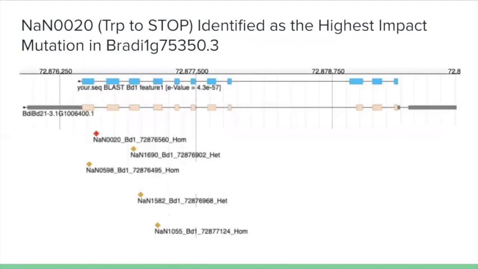When identifying the possible mutations in the plant, 5 were focused on: 1 high impact mutation shown by the red diamonds, and 4 moderate impact missense mutations shown by the yellow diamonds. The high impact mutation, NAN0020, is a nonsense mutation that causes an early stop codon and is located in the very first exon. So a plant with this mutation produces a very small piece of the protein that the gene encodes for. The other 4 mutations change the amino acid at that location and have less of an impact on the transcript.